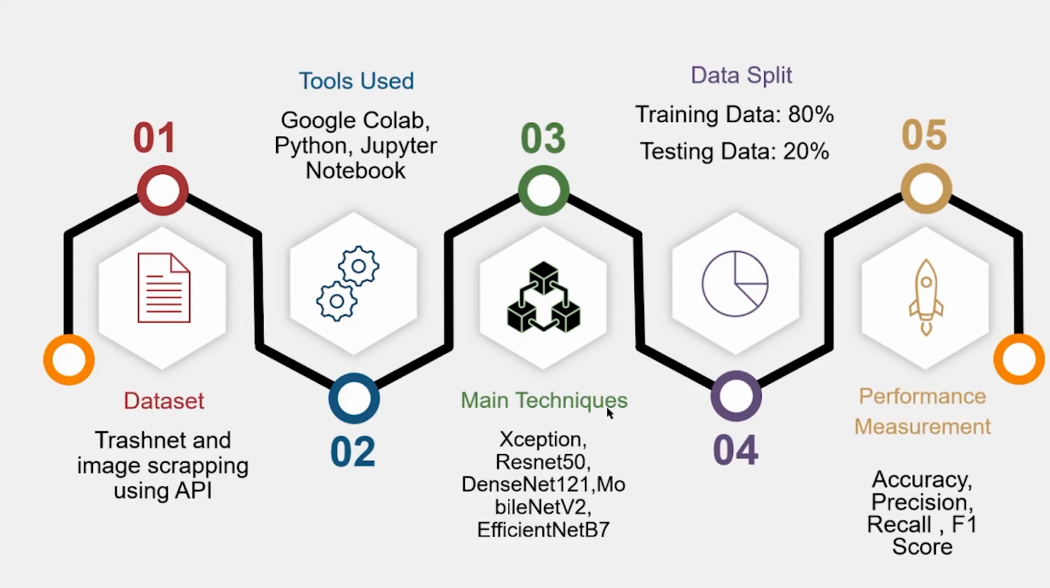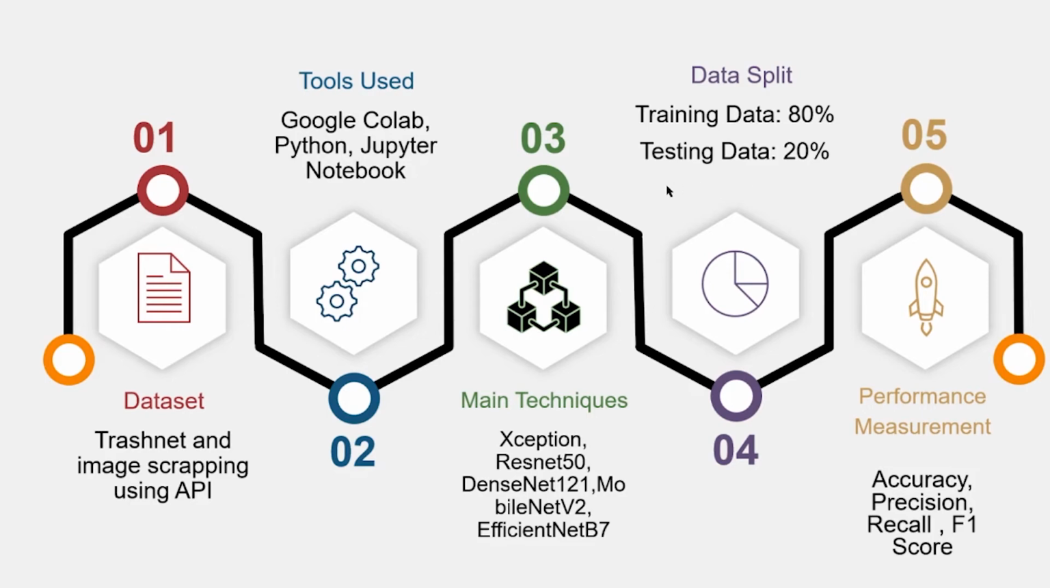We tried 10 to 15 different transfer learning models, and among these we eliminated the others and selected these in terms of model size, accuracy, and performance. For the data split, we used 80% of the data as training data and 20% as test data, and from the training data we used 10% for validation. Let's talk about the performance measurement of our models. We used the criteria of accuracy, precision, recall, and F1 score.